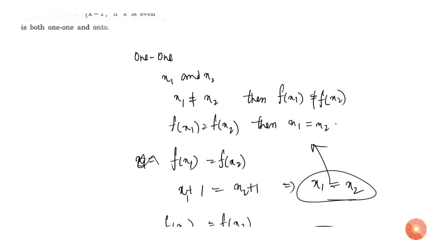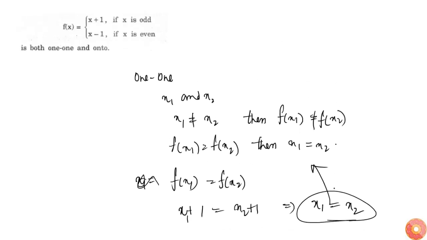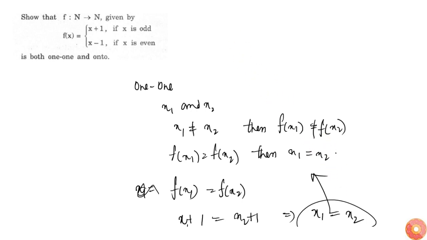Now we are supposed to show that it is onto also. So before doing that, let's understand what onto means. A function is said to be onto only if its range, that is f of x, is fully exhausting the codomain, which is simply equal to the domain. How to show this is happening? So now I have to show that the range, that is f of x, is fully spanning the natural numbers.